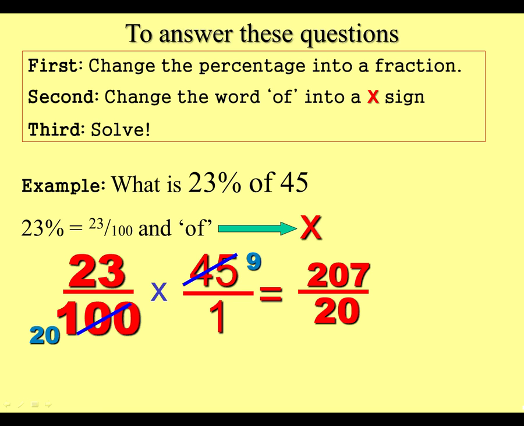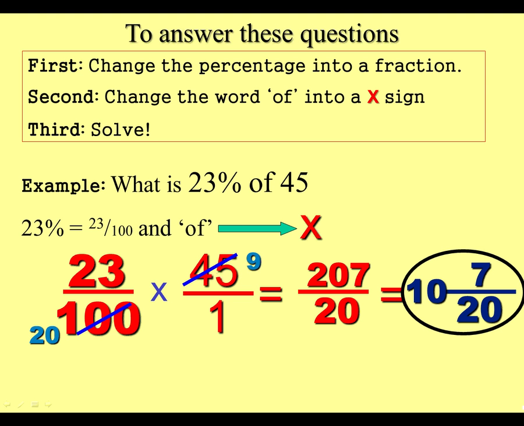Now that's improper, 207/20. And then change that into a mixed number. Let's just do 207 divided by 20. There's your answer, 10 and 7/20. So what is 23% of 45? 10 and 7/20. That makes sense to me.